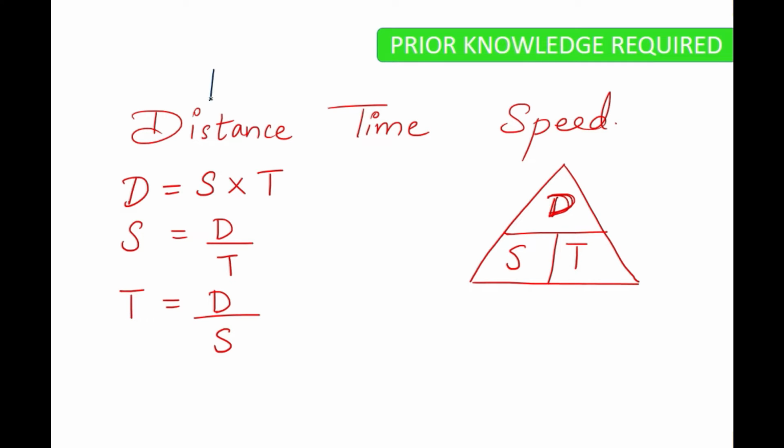Secondly, you should remember if the distance is given in kilometers, the time should be in hours, and the speed will be kilometers per hour. If the distance is in meters, then you take the time in seconds, and the speed will be meters per second. Let's move on to the first question.